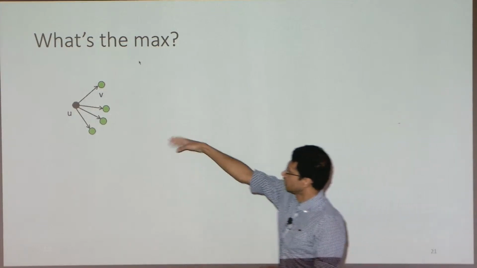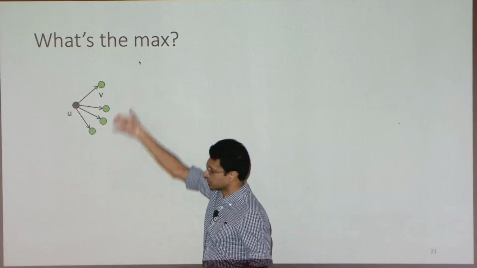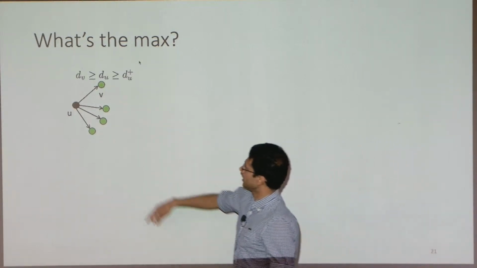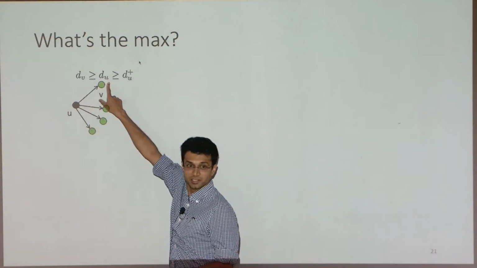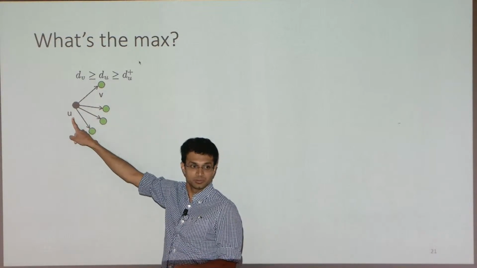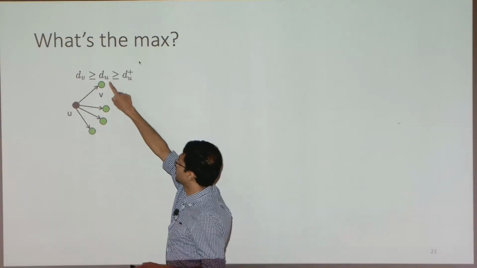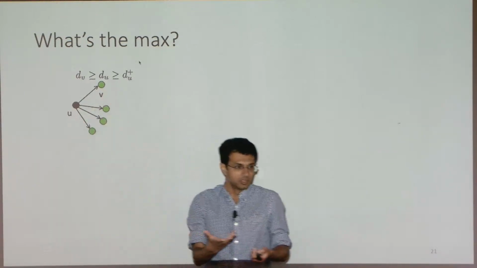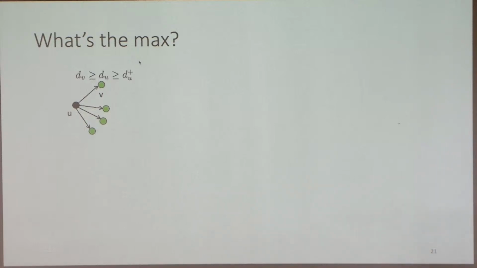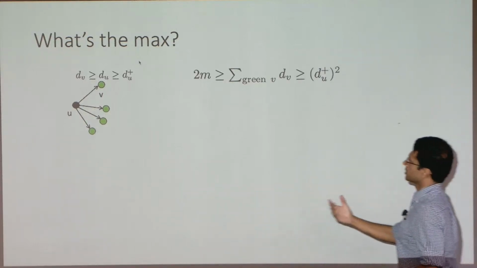Okay, so let me just look at some vertex u, and it's pointing to all these vertices v. So what do we know? The degree of v is at least the degree of u, because of this pointing direction. That's what that pointing means. And the degree of u is at least the out degree of u, just because every edge is oriented one way or the other. So now let me just apply this bound.